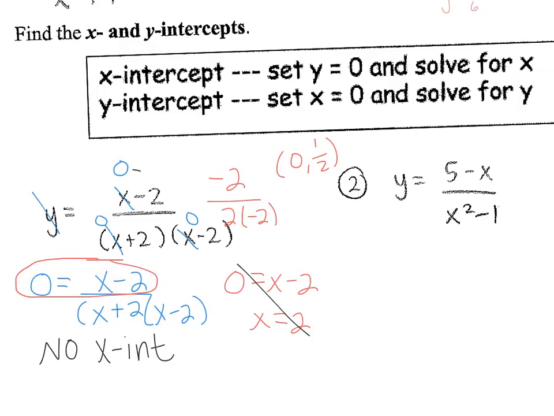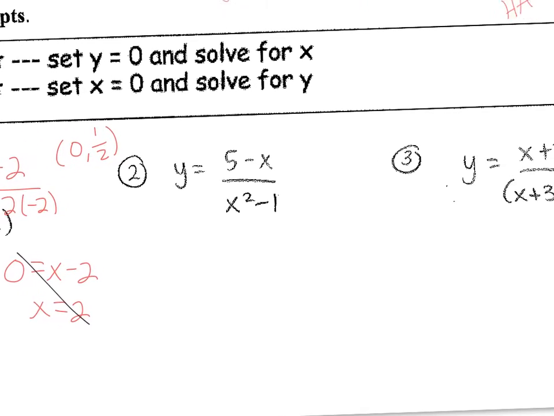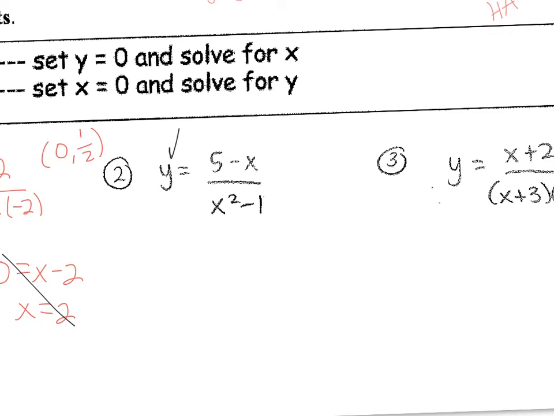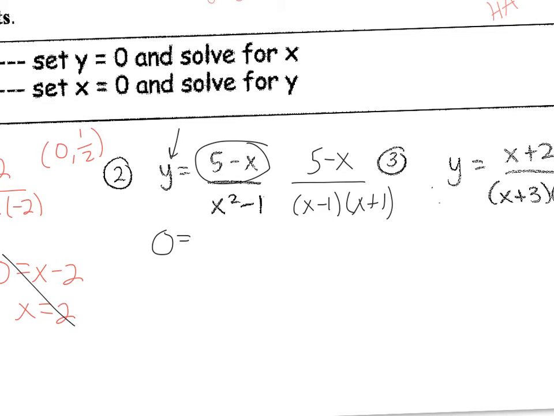So number 2. Remember, to find the x-intercept, set y equal to 0. And you really just need to check the numerator. If you set the numerator equal to 0, then the whole expression is 0. First I'm going to look at how this factors. It factors into (x minus 1)(x plus 1). I know I can't have an x-intercept at 1 or negative 1 because it's undefined there. So there's a vertical asymptote at x equals 1 and a vertical asymptote at x equals negative 1.